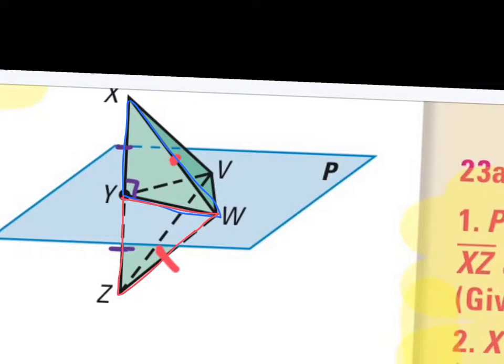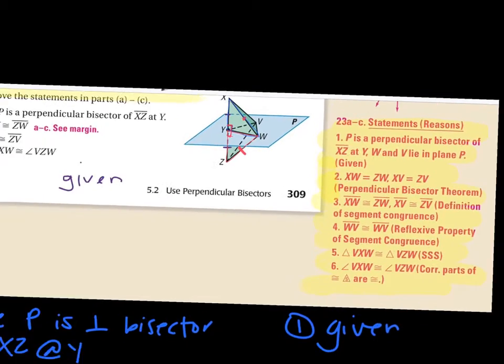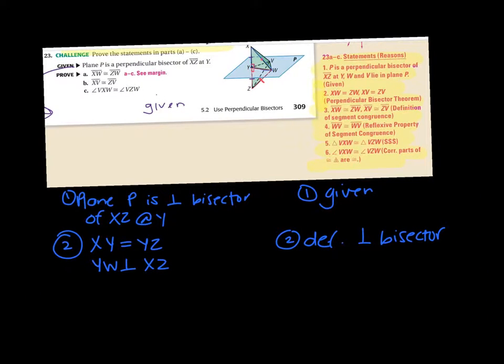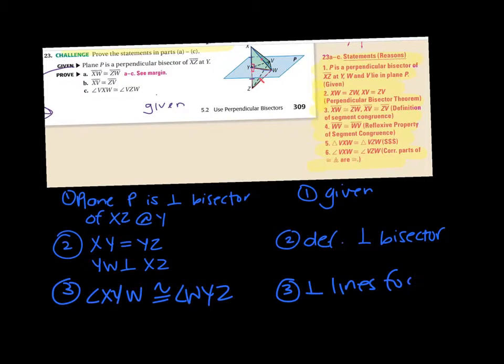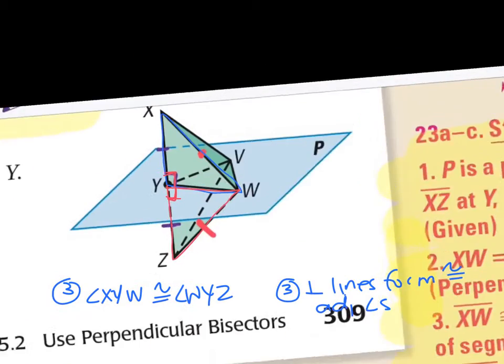So I've got one pair of sides congruent. And then I've got XZ is perpendicular to YW, which tells you that there's a right angle here, and there's also a right angle here. So you can say something like angle XYW is congruent to angle WYZ, and that's because perpendicular lines form congruent adjacent angles. And then state the obvious about these triangles.